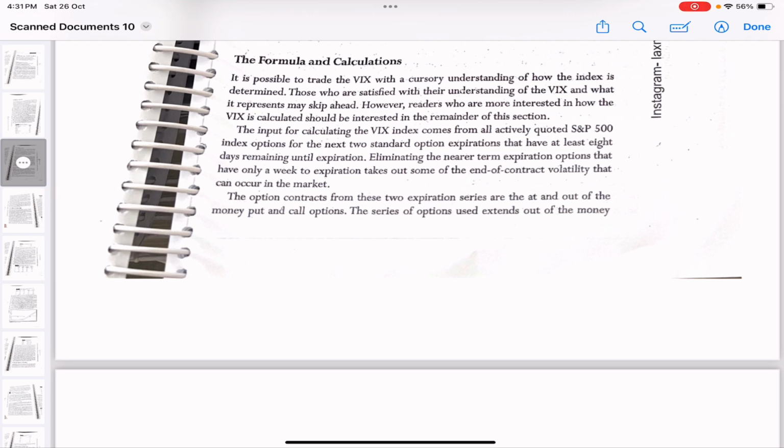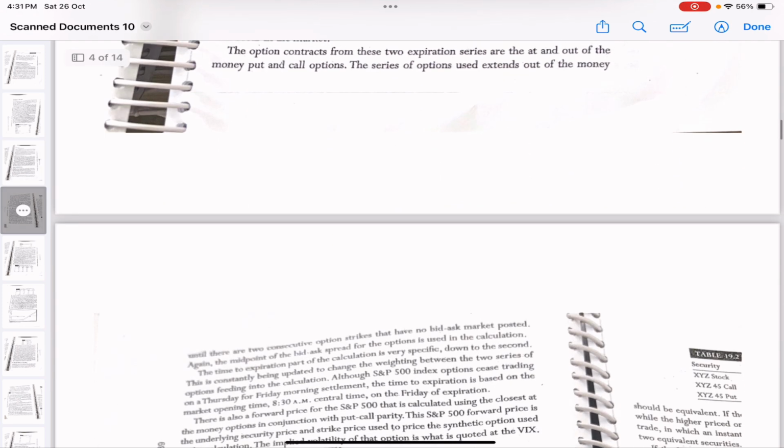index, which is why basically they have taken this into consideration, that we will not take option contracts which have less than 8 days or less than a week to expire. The option contracts from these two expiration series.